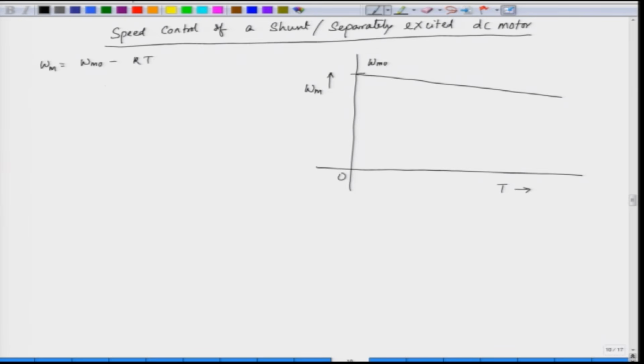This is the nature of the characteristic, or if we write down the exact value, omega m is V by k phi minus R into T by k phi square. The same k appears here and here. Now, the first method of control is the armature resistance method, armature resistance control.